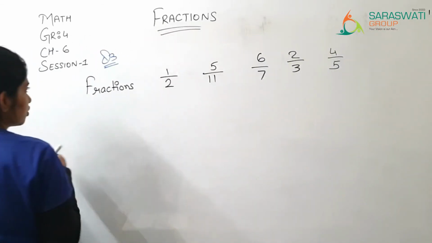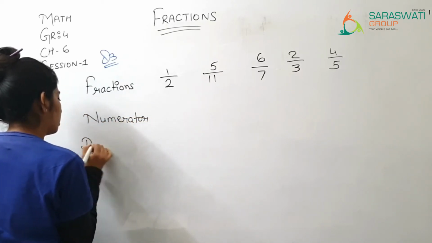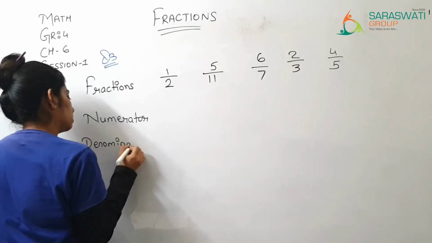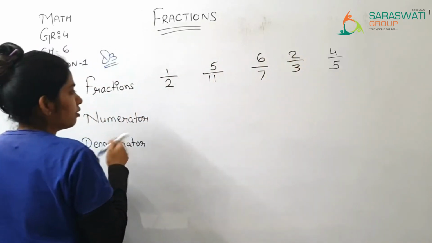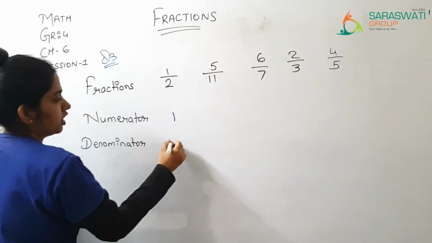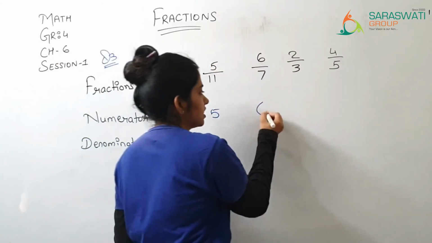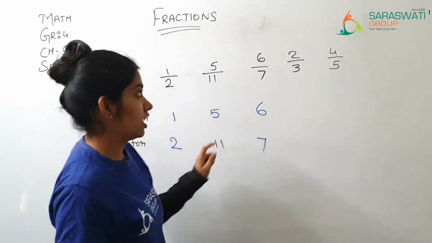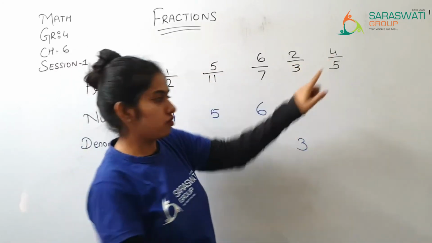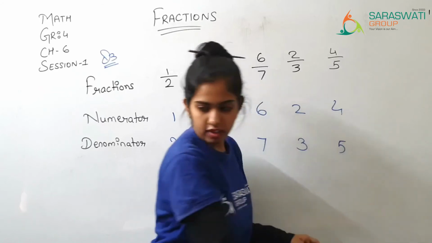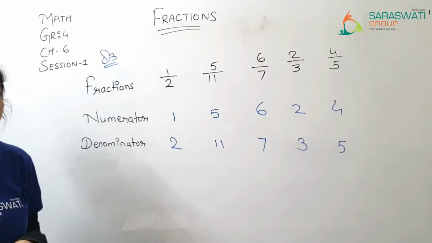Now you are supposed to write the numerator and denominator. So the numbers which are in the top line, that will come in numerator. 1 numerator and 2 denominator. For this, 5 numerator, denominator 11; numerator 6, denominator 7; numerator 2, denominator 3; numerator 4 and denominator 5. So in this way you are supposed to complete the table.